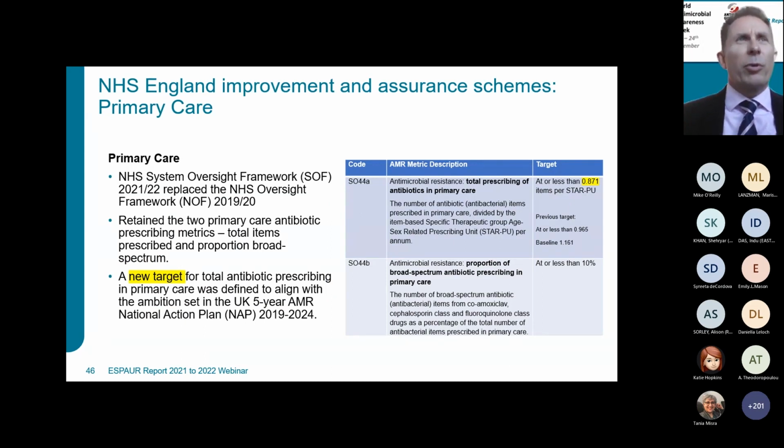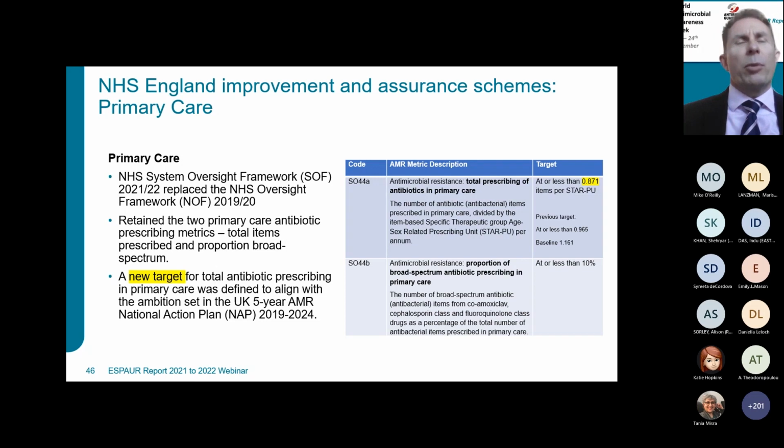Starting first with primary care, the oversight framework was described as the system oversight framework when the NHS began to move towards system working with the creation of integrated care systems from July of this year. And the system oversight framework, or the SOF as we call it, replaced the previous NHS oversight framework.